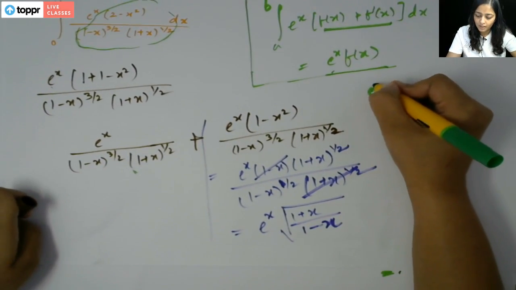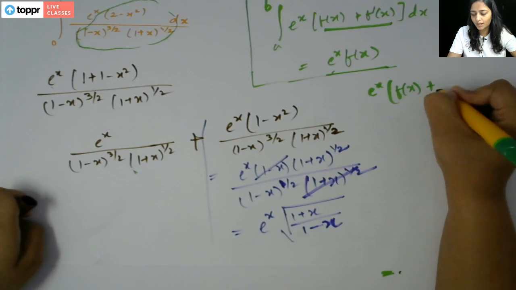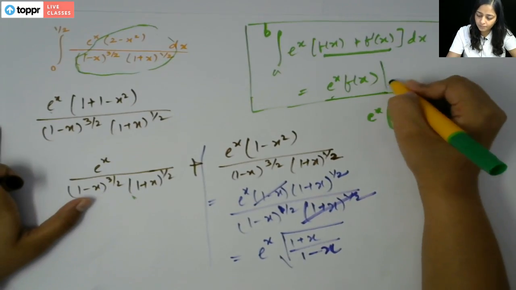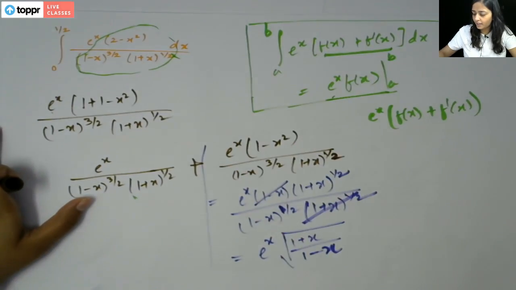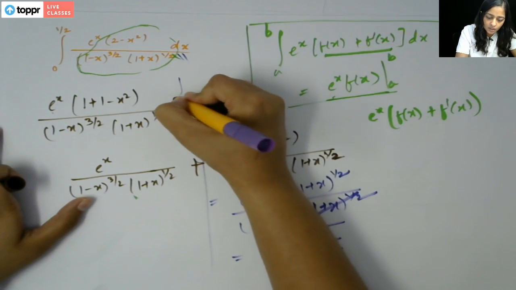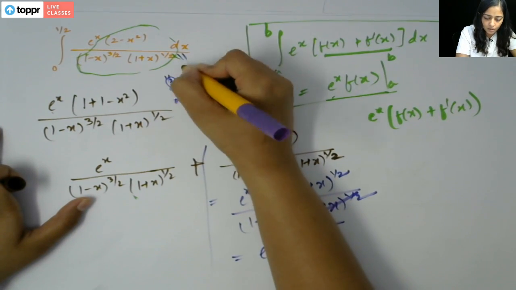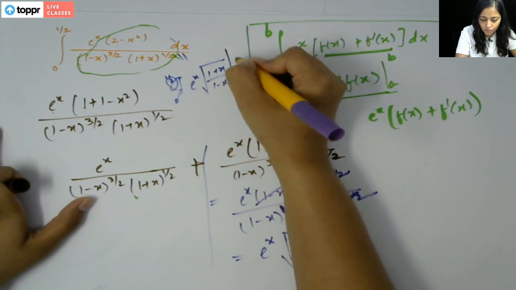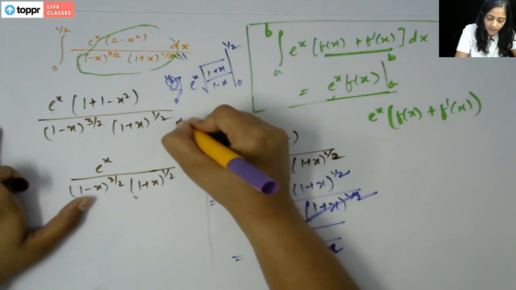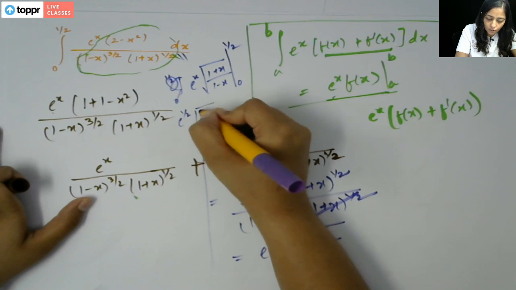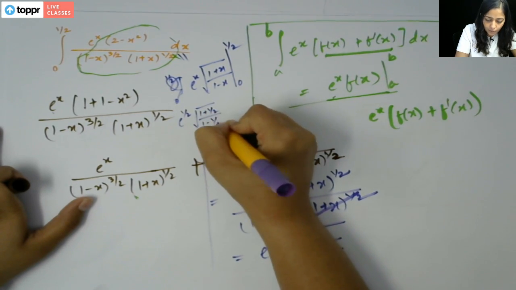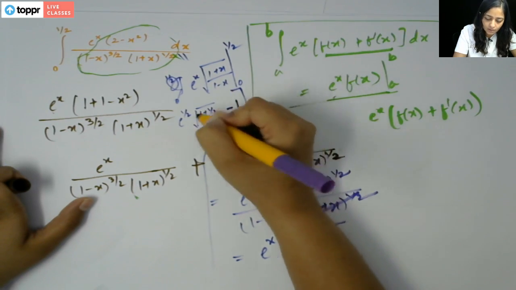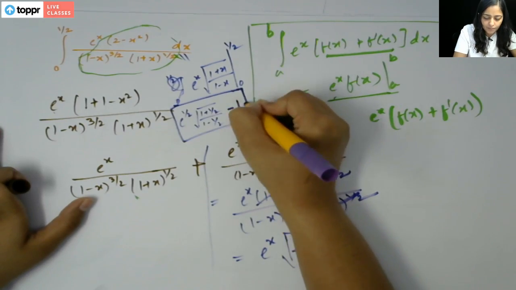So we have e^x (f(x) + f'(x)). So the integration of this would be e^x times the square root of (1 + x) divided by (1 - x), with limits from 0 to 1 by 2. If you substitute it, you will get e^(1/2) times the square root of (1 + 1/2) divided by (1 - 1/2), minus e^0, which is 1, and this is 1. So this will be your answer. You can simplify it more.